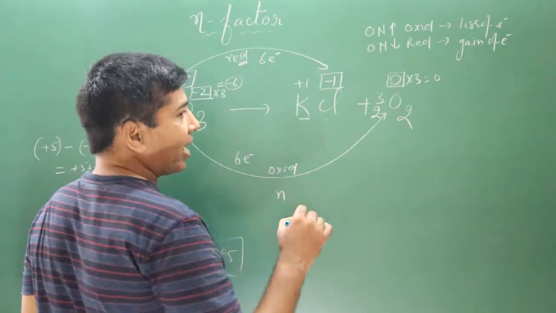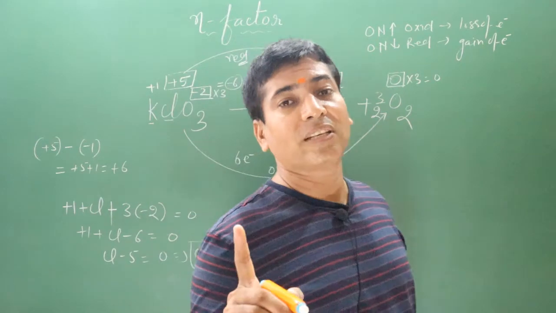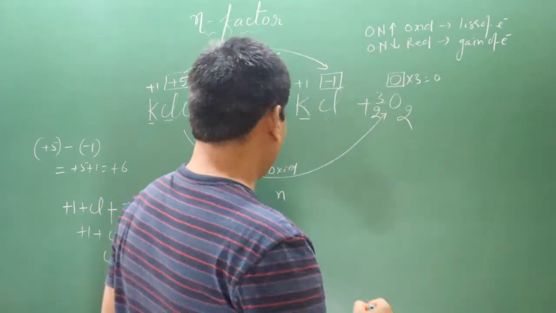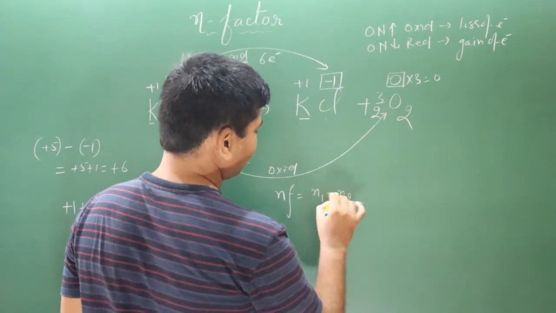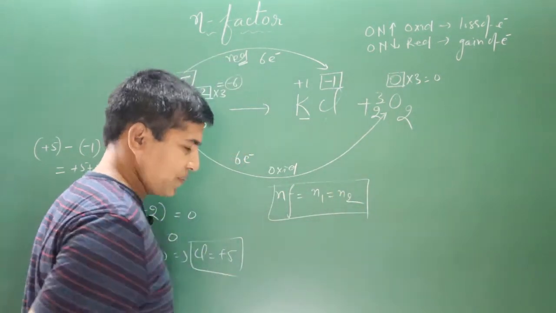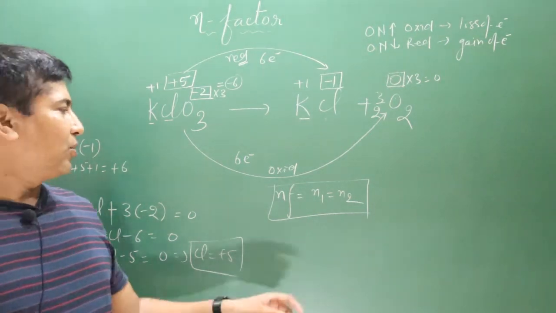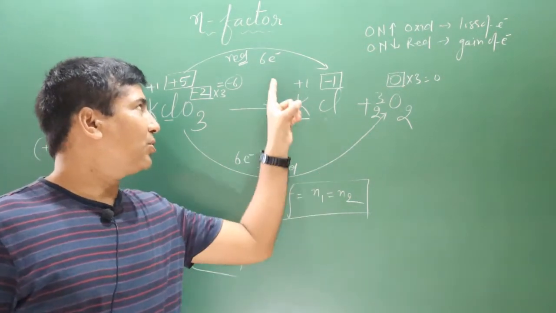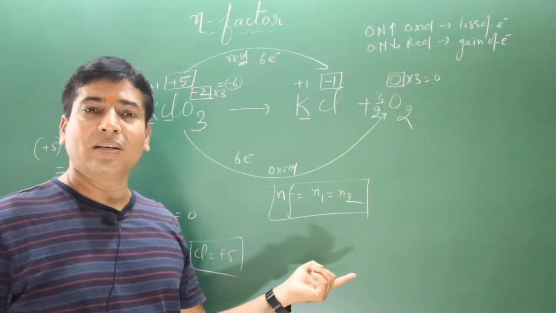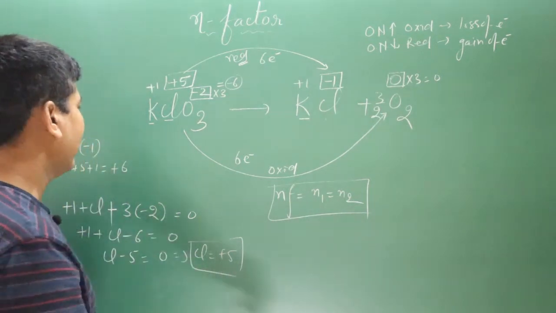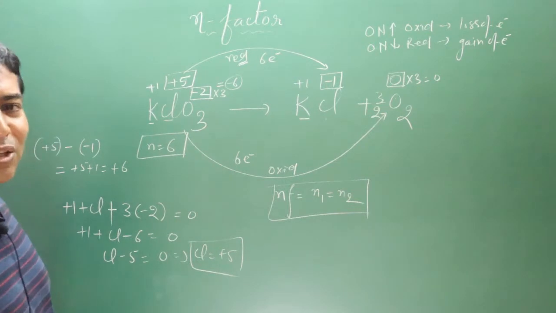So when N1 and N2 values are the same, we cannot find out the difference because both values are the same. So for the n factor value, you will use the formula N1 is equal to N2. Because we are not going to find any difference, both values are the same. So N1 is also 6, N2 is also 6. That's why the n factor value you can write as 6.